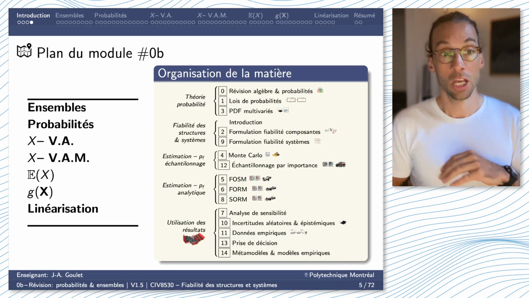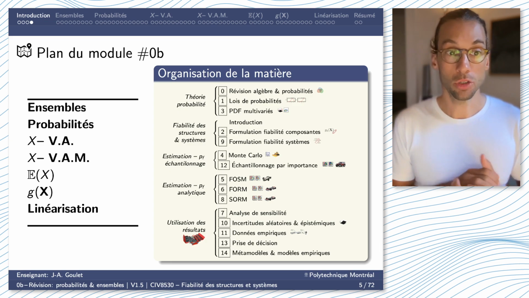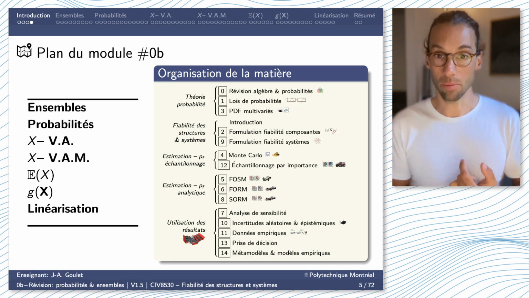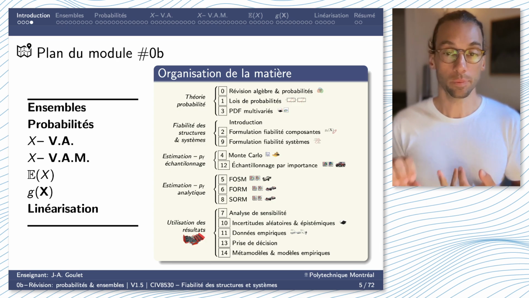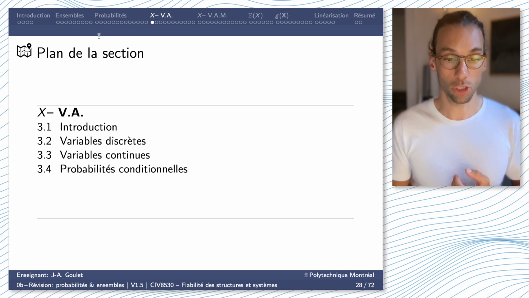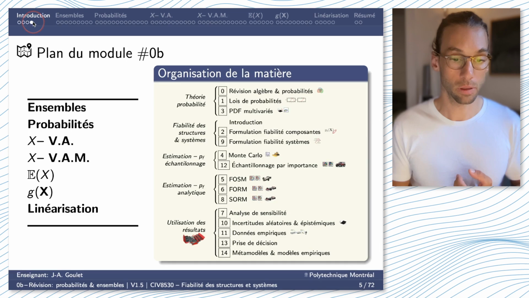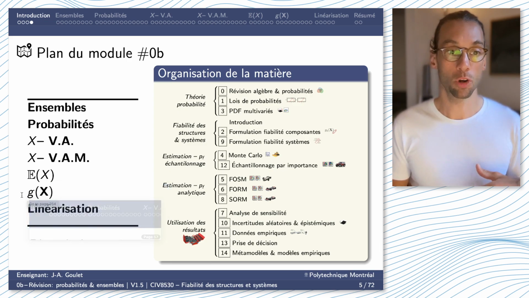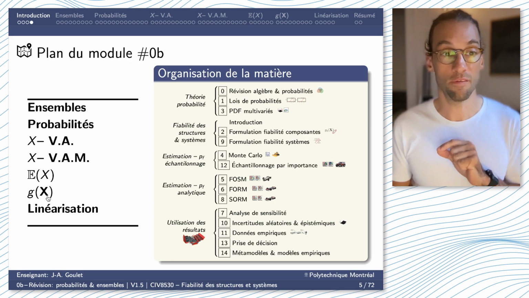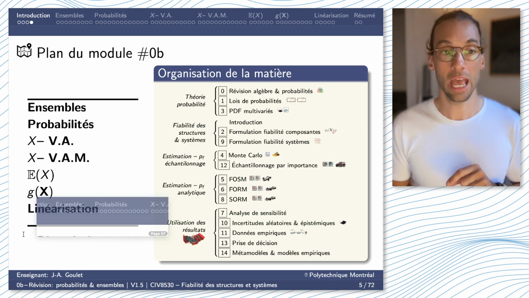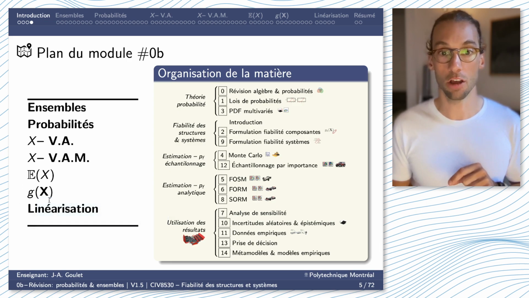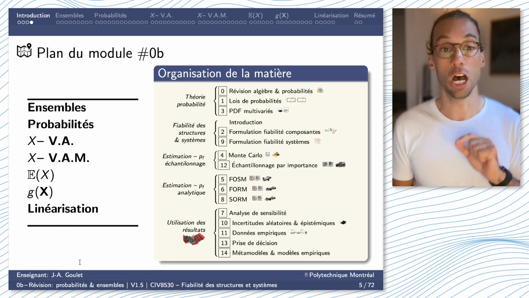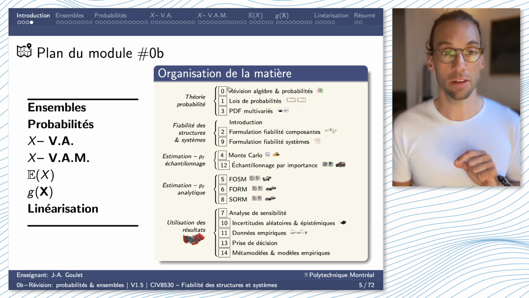So, to look at an overview of what we're going to look at in this module, we're going to first do a review of what is an ensemble. Then we're going to define probabilities. We're going to look at random variables, so univariate random variables, and multivariate random variables. We're going to look at the notion of expectations. We're going to look at functions of random variables, very important for the concept of reliability. And then we're going to look at what if these functions are linear? What if these functions are non-linear? And that still brings us to the first revision module here, but now about probability theory.